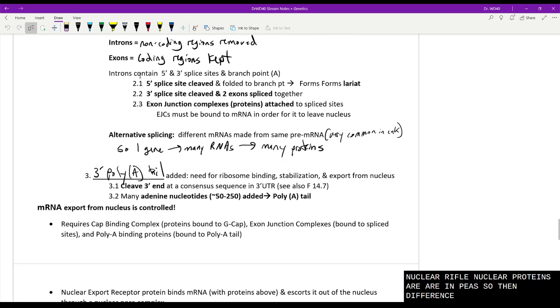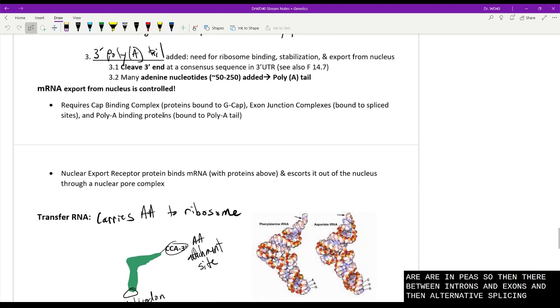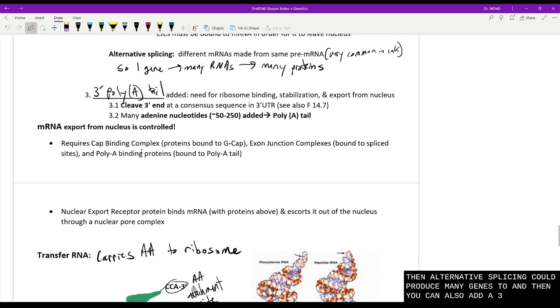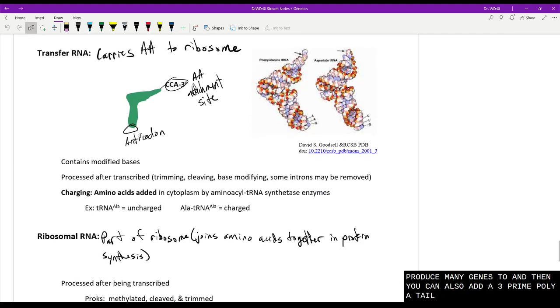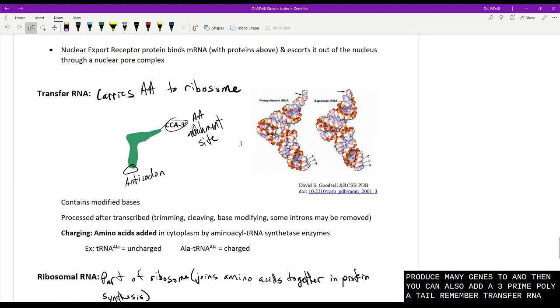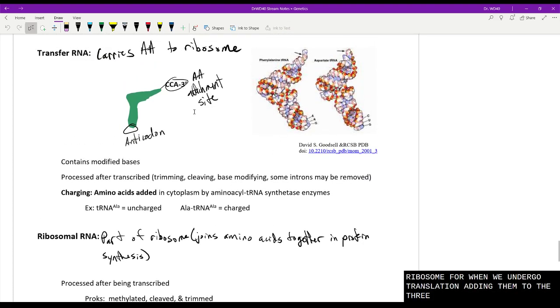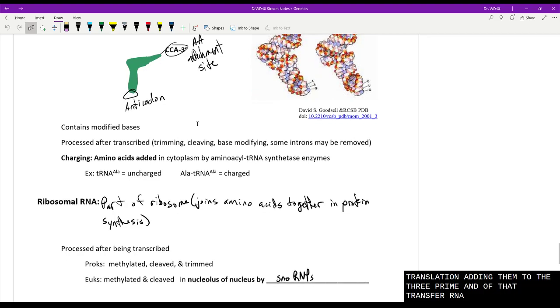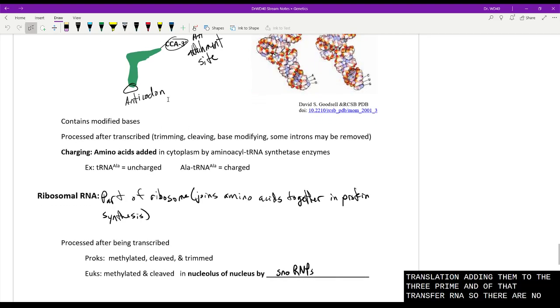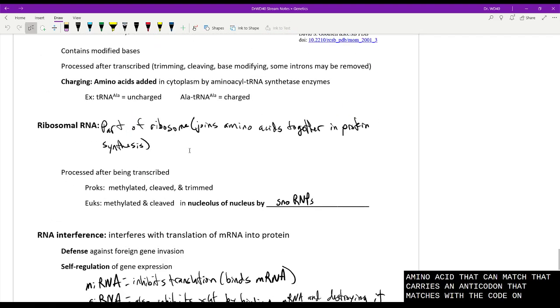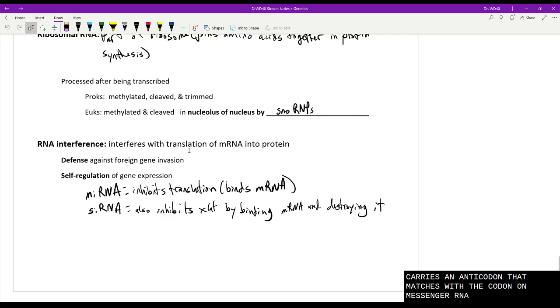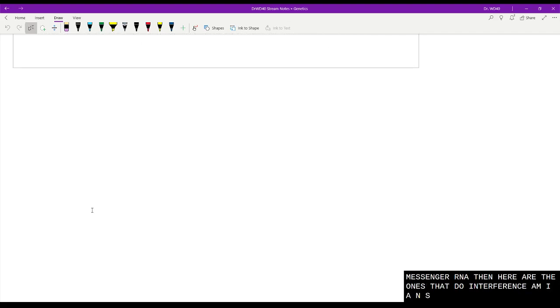So then the difference between introns and exons, and alternative splicing could produce many proteins too. And then you can also add a 3' poly A tail. And then remember, transfer RNA carries those amino acids to the ribosome when we undergo translation, adding them to the 3' end of that transfer RNA. So there are 30 to 40 transfer RNAs that carry an anticodon that matches with the codon on messenger RNA. Then here are the ones that do interference, miRNA and siRNA.